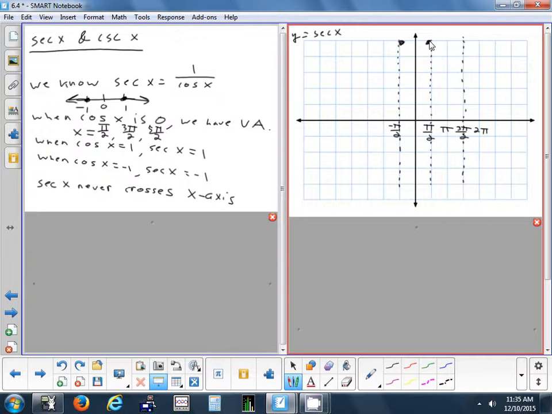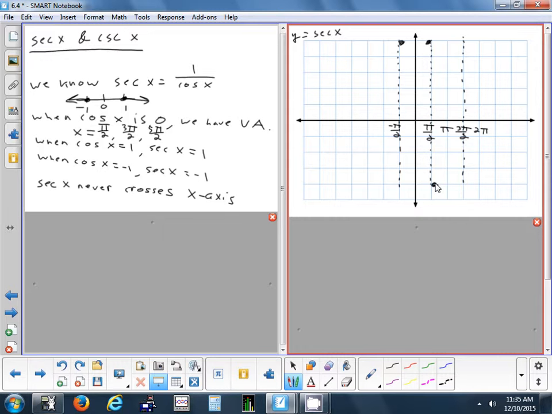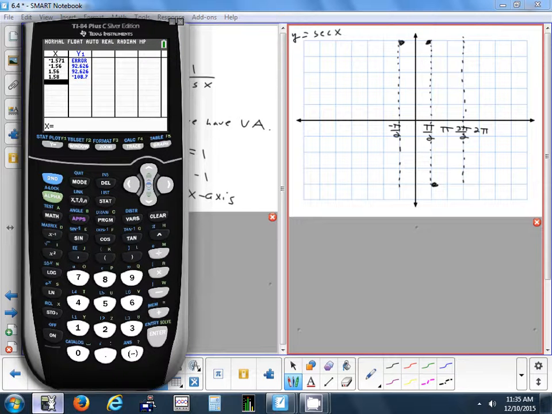Let's check a value just after pi over 2. What would be a good number there? 1.58. This time we're down very low. Let's check a value just before 3 pi over 2. 3 pi over 2 is 4.71. I'm going to check 4.7. And we're down very low again.